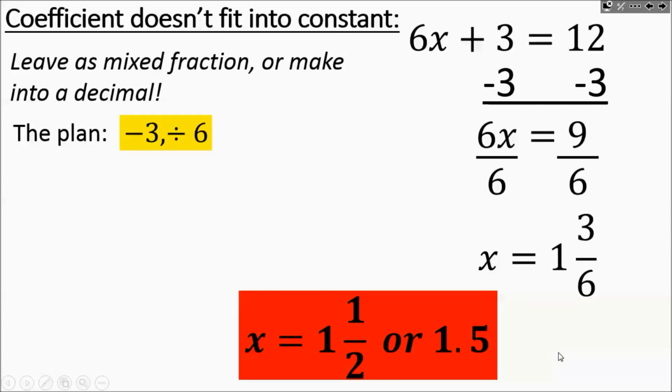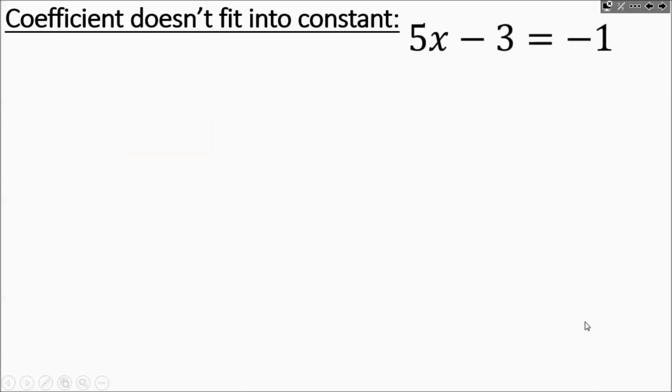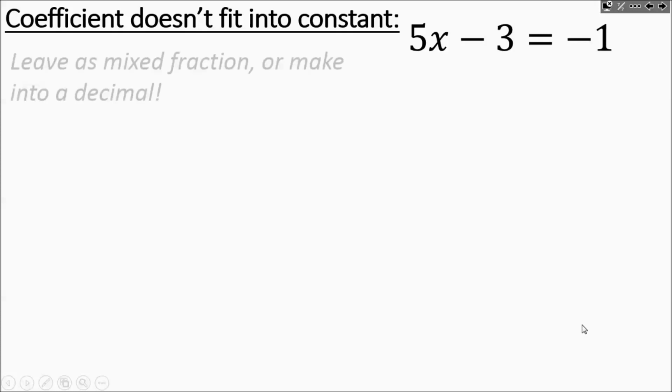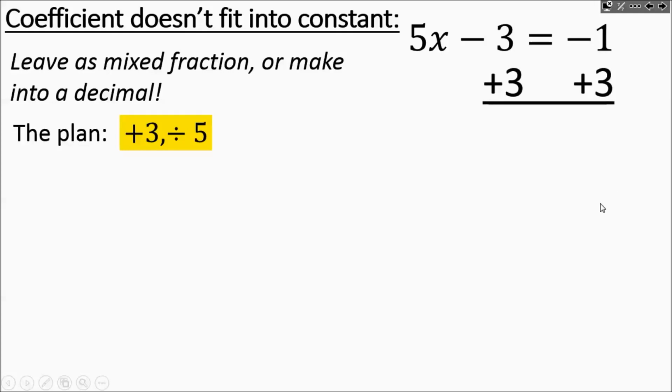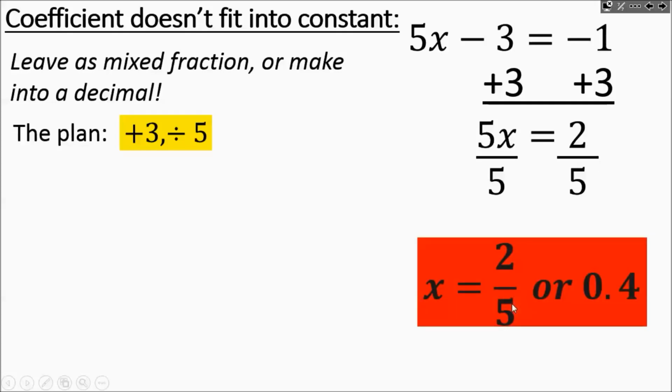Moving on, we've got one more here. First, try it on your own, see what you come up with. If you're still watching, we're going to either leave it as a fraction or make it into a decimal. We're going to add 3, divide by 5. That's going to be our plan. We're going to add 3 to both sides. That's going to leave us with 2 on the right side. The 3s are gone now, so 5x is left over. Now I'm going to divide by 5. Well, 2 over 5 is 2/5. You could literally leave it as 2/5, or if you type it in a calculator, 2 divided by 5 is 0.4.